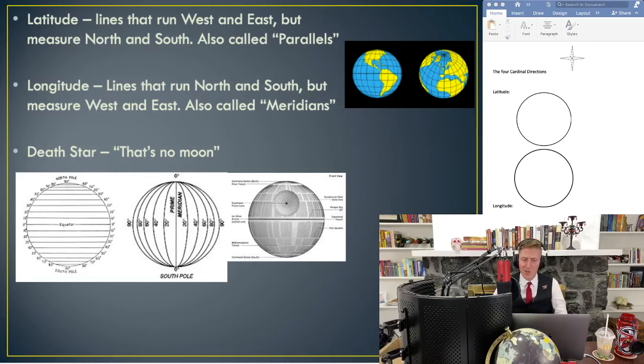Same thing on the South Pole. If I stand directly on the South Pole, the only direction I can go is north. Once I take a step off to the north, then I've got east and west. Otherwise, those just do not exist.